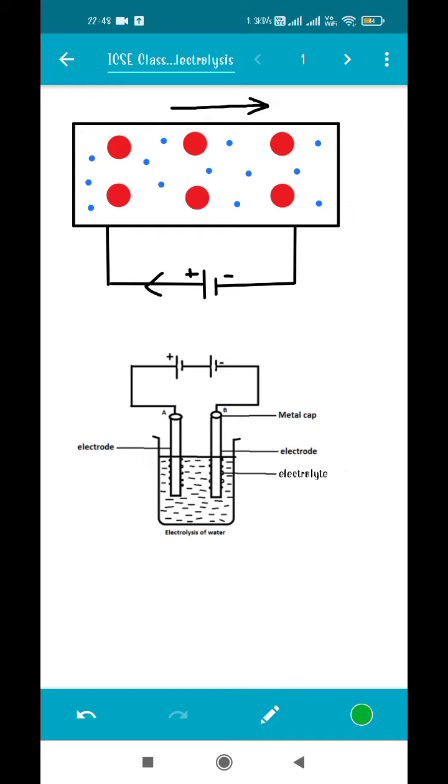So electrolysis is the breaking of compounds into its constituent elements by using electricity. So this electricity is not passed through only a wire, it is actually passed through a liquid which is known as electrolyte, which we are going to learn.